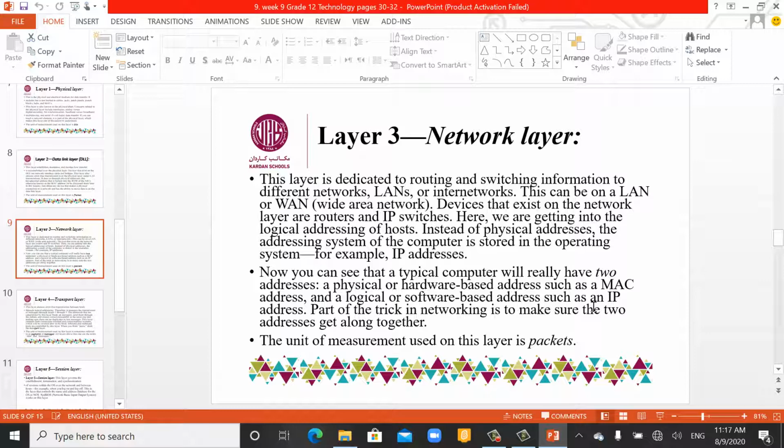So we have two layers, and be careful about the measurement here. The unit of measurement used in this layer is packets, because the frames are packed like a packet. The frames are packed in the network layer, and it creates packets and puts the frames and data into the packets.